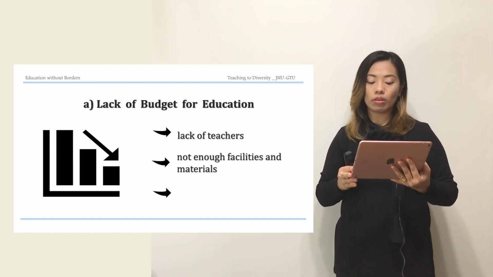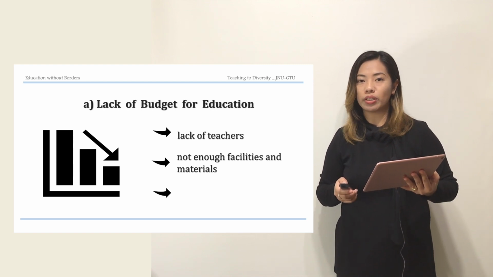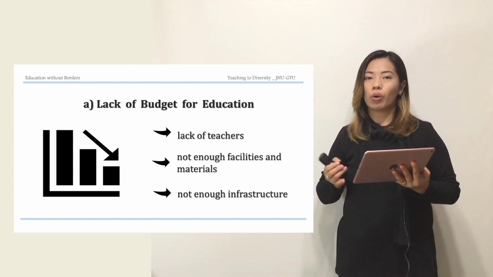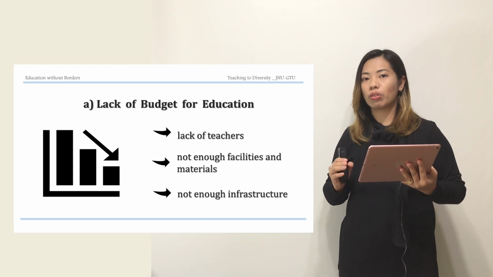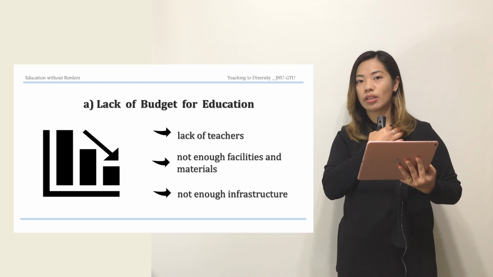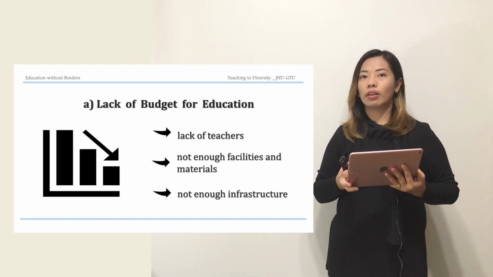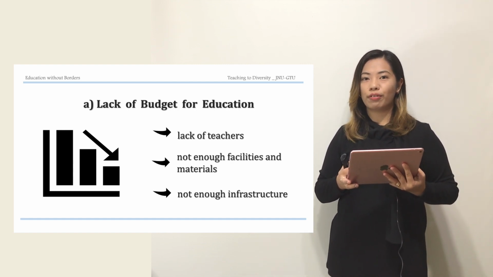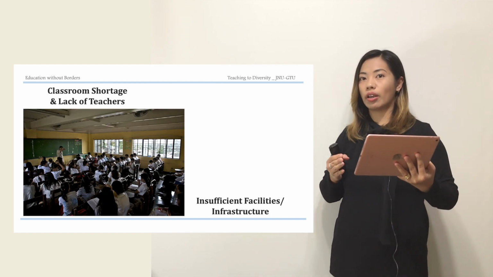Another problem, if we have lack of budget for education, obviously it also follows. We also do not have enough infrastructure. In relation to what I told you earlier, in one class there are around 30 to 60 or 40 to 70 students. Sometimes the students just study in a very narrow area, as you can see here in our next picture.